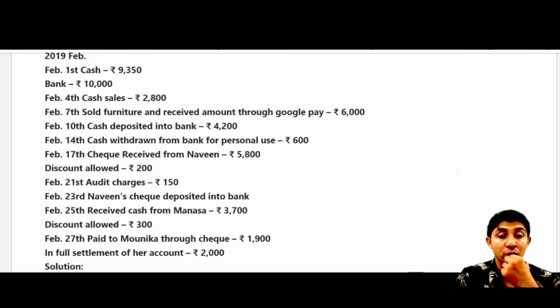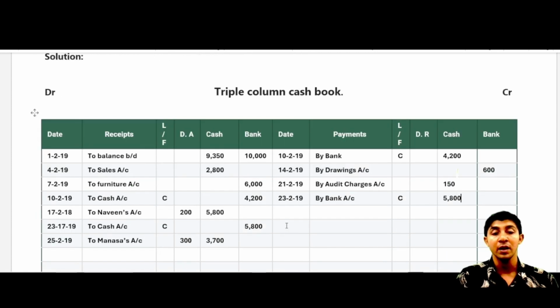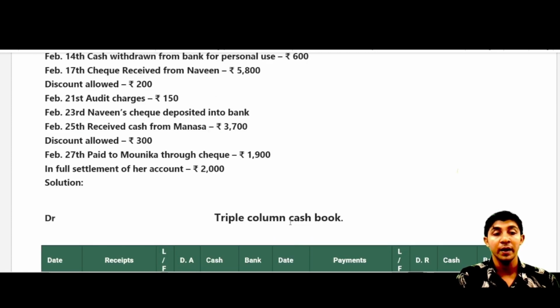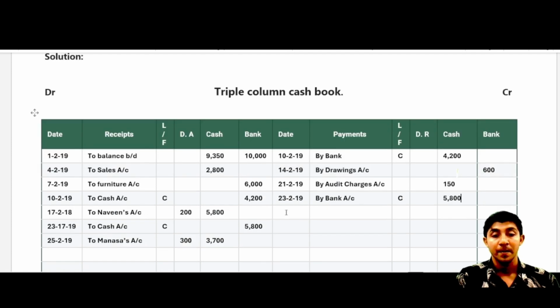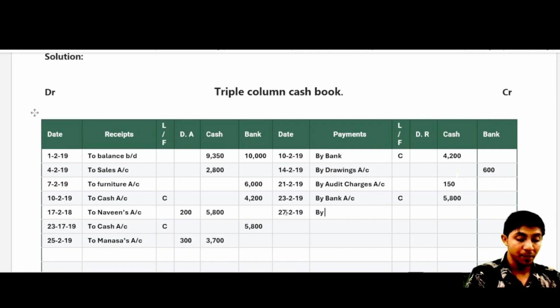27th: paid to Monica through cheque in full settlement of her account. You paid 1900, and how much was due? 2000 was due. So there is a difference of 100 and that is discount. Paid means we have to record on the payment side. What is the date? 27th. So on the payment side, we'll write 27th February 2019, and here we'll write by Monica's account.